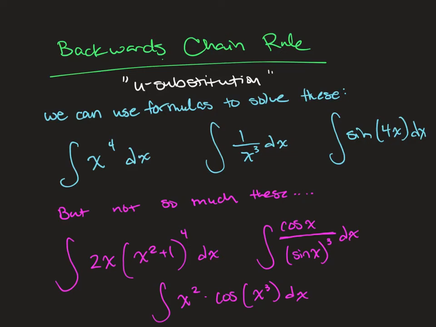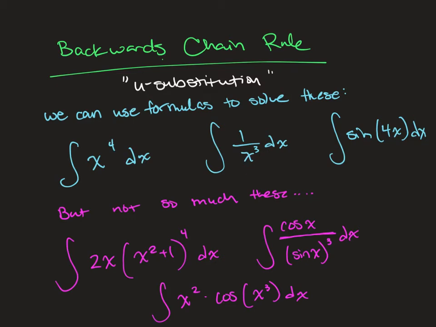All right, my friends, the backwards chain rule. This is U substitution. And here's the gist. We know how to find these, right? You might need to use your sheet. That's totally cool. But I have a formula for how to find the antiderivative of x to the fourth.